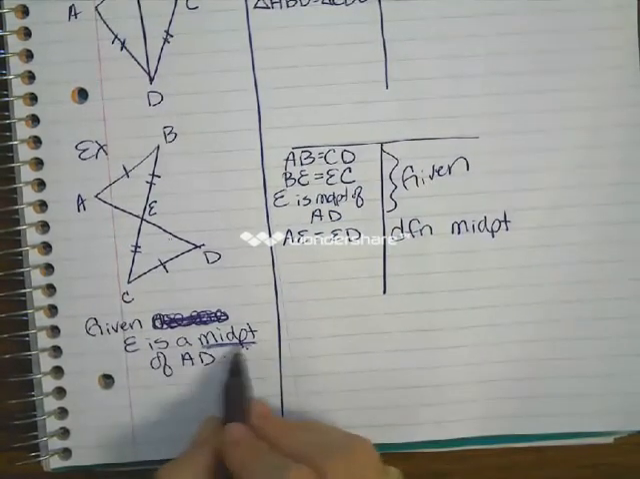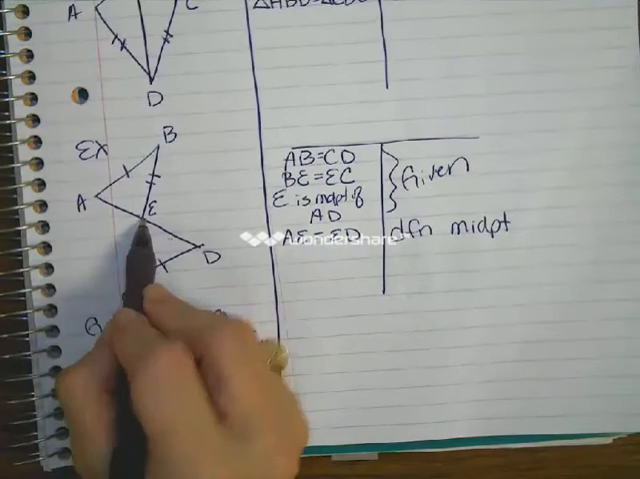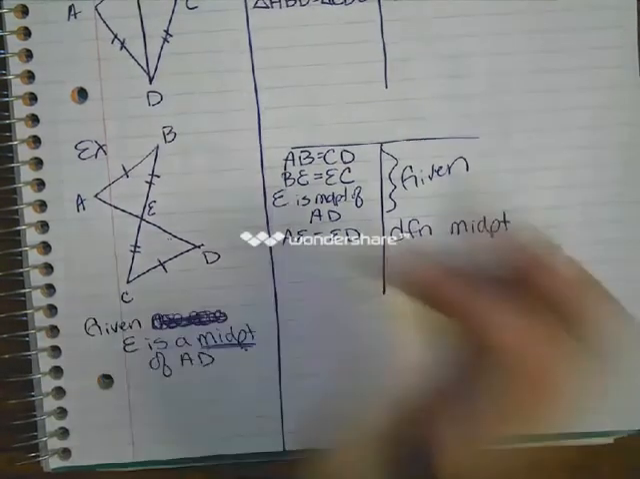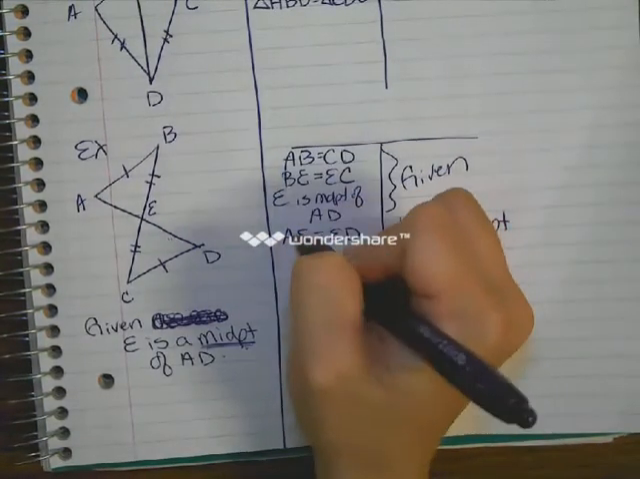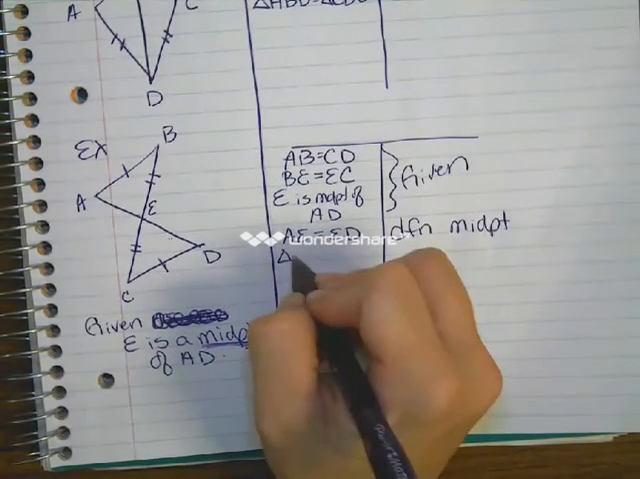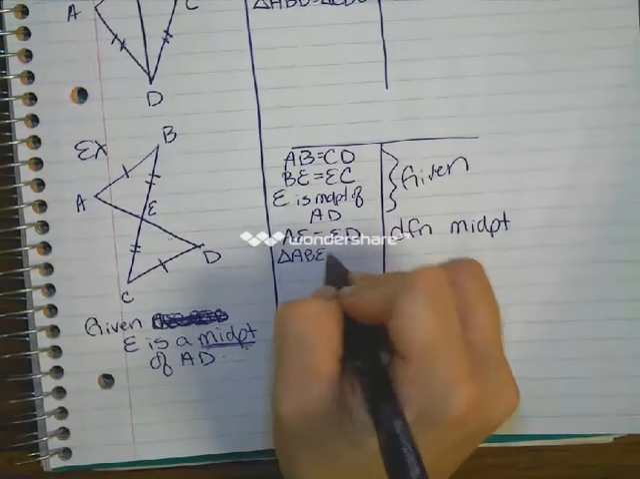So the triangles are congruent. Triangle ABE is congruent to triangle DCE, because that's the way it corresponds. And that's congruent by side, side, side.